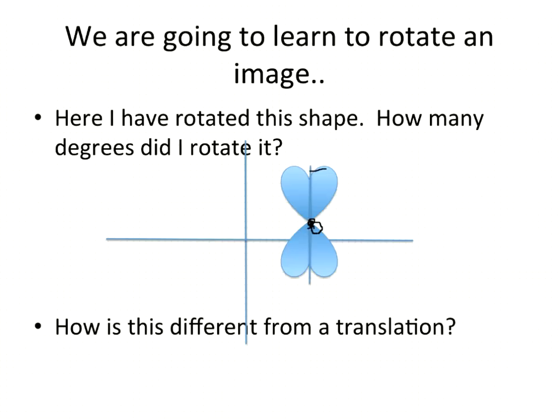How many degrees did I rotate this? Stephen's answer, but you guys can't see it. It's a straight line going down. So we know that that's 180 degrees. Let's review our degrees because this is important for this one. So if I get that beautiful corner, we know that this is how many degrees?